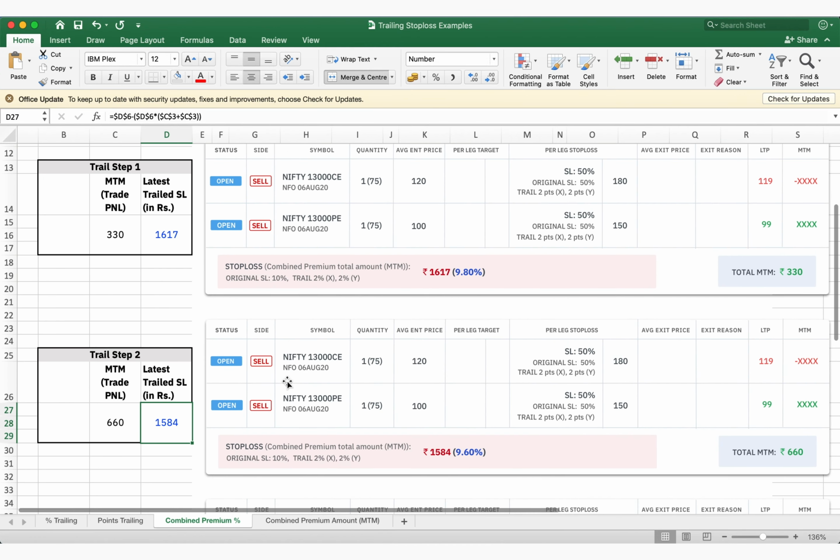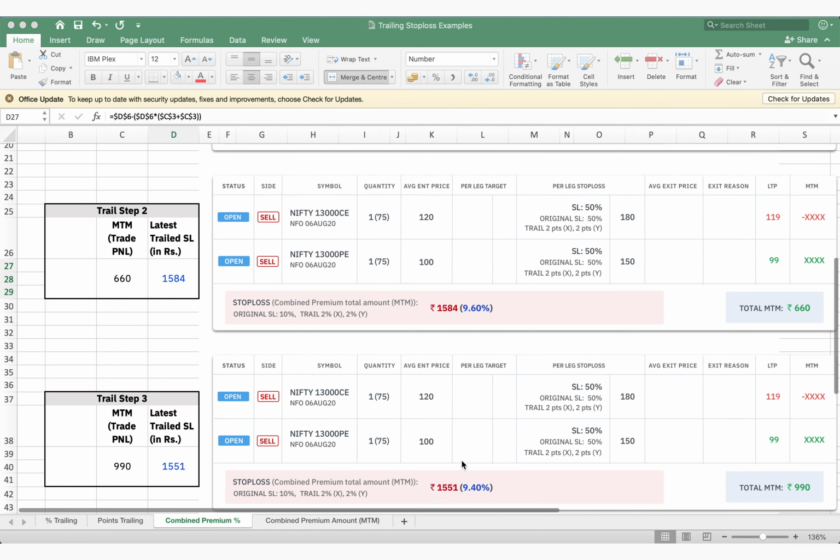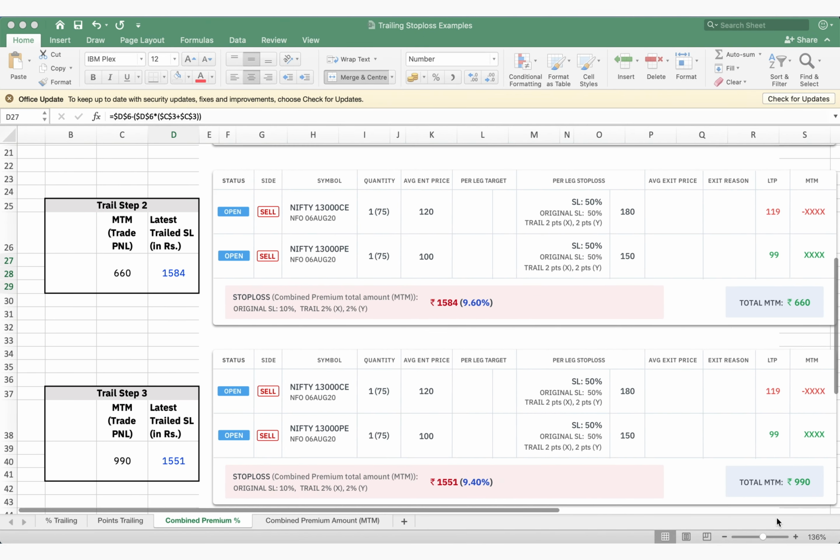As the trade moves further into profit by another 2% and comes to 660 rupees, you can see that the stop loss has also trailed by another 2% to 1584, which is reverse calculated to 9.60. The trade progresses further and further again into profit by another 2%, and you can see that the SL has also trailed by another 2%, which is Y, to 1551.